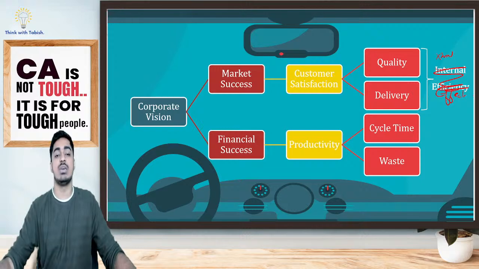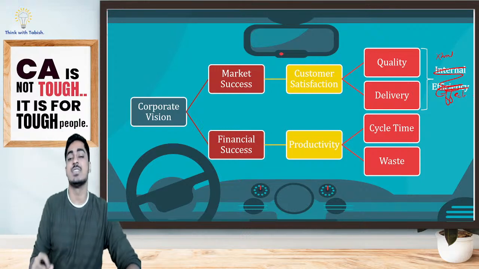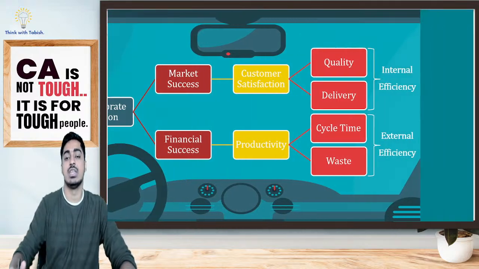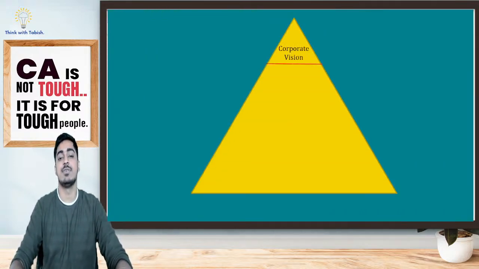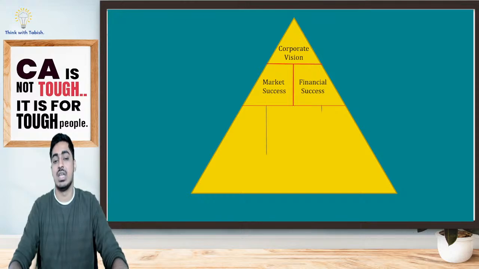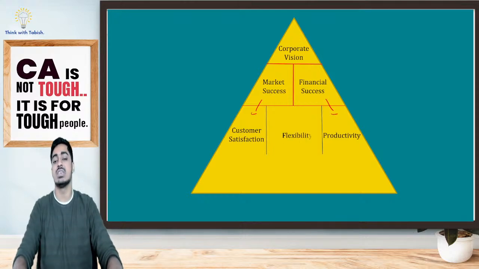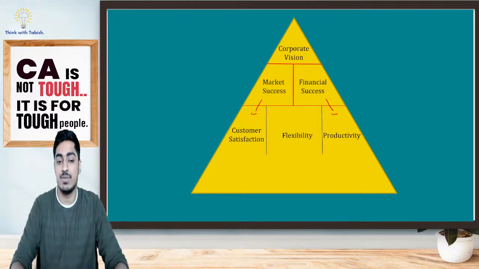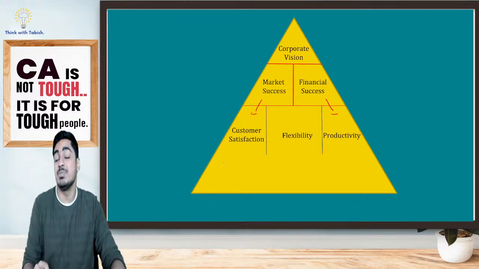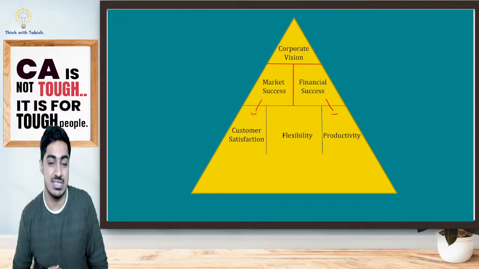Now the same thing has been put in the form of a pyramid. Here we have seen it in the form of a chart, and they have put it in the form of a pyramid. Now look at this. Firstly, I have my corporate vision. In order to achieve corporate vision, I have to do two things: market success and financial success. In order to achieve market success, my customers should be satisfied, customer satisfaction. In order to achieve financial success, I should be producing goods in the most productive way. Again, for both, flexibility in the operations is needed, for my market success also and financial success also.